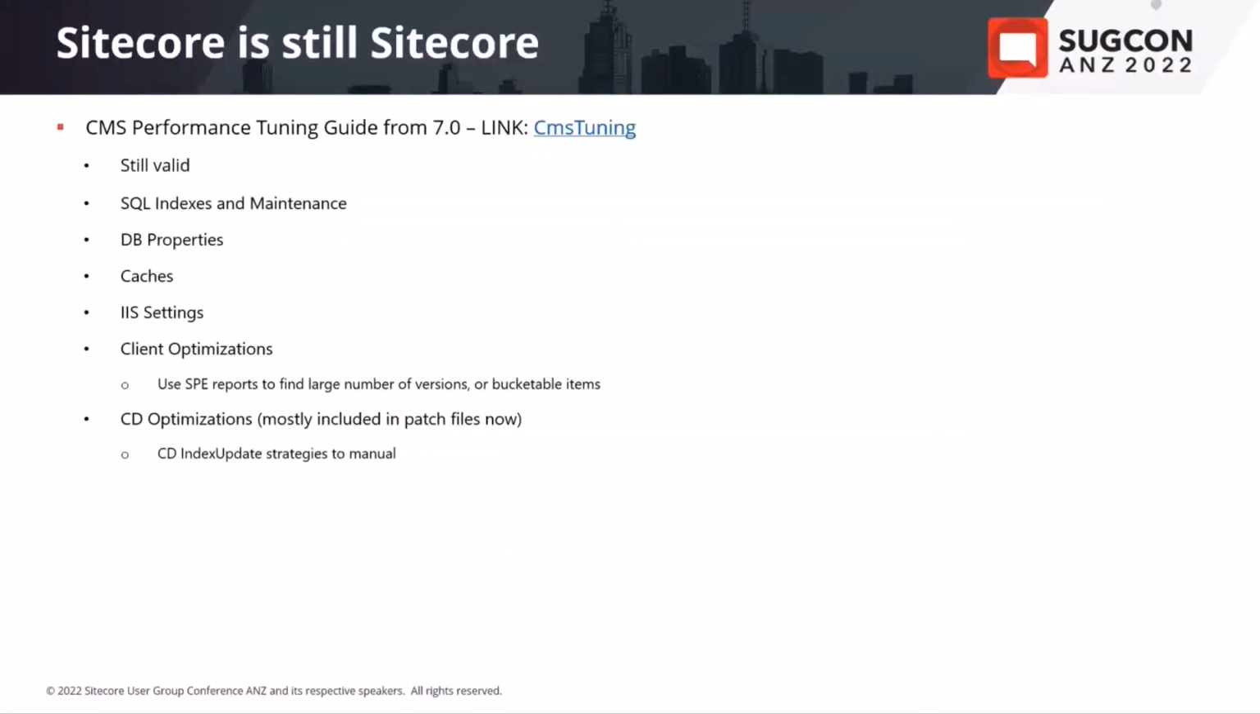Sitecore is still Sitecore. The CMS performance tuning guide from Sitecore 7 is still relevant today. So have a look through. There's different things you can do for IIS settings, database properties, SQL maintenance and indexes. Those sorts of things can work fantastically for improving the speed of pages on your CM.